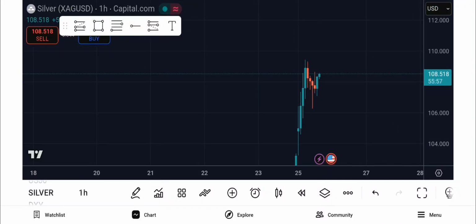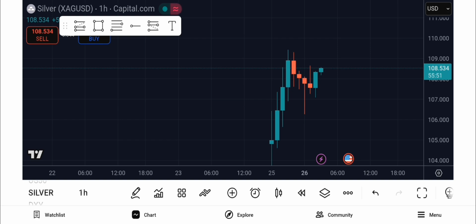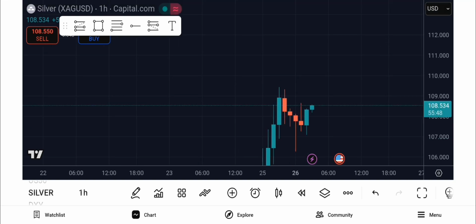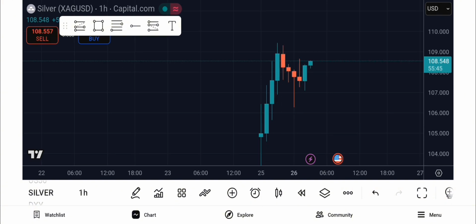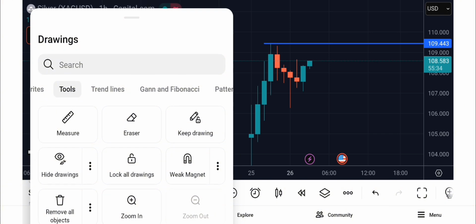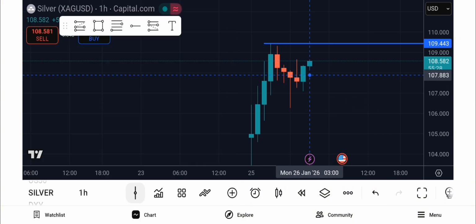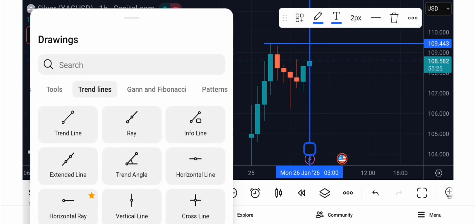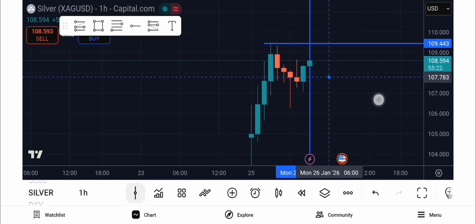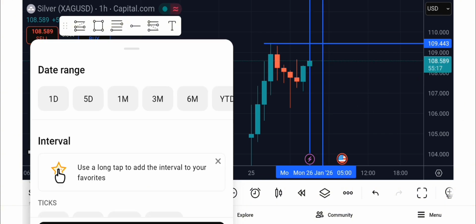What's up, guys? Today I'm gonna show you guys a quick fair value gap trade on silver. First and foremost, our target are these highs over here. The time right now is around 3 a.m. in the morning, and we are trading to 5 a.m. Eastern Standard Time.